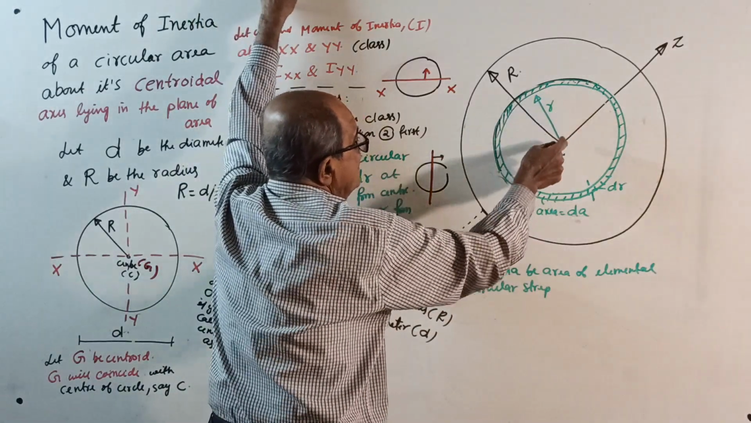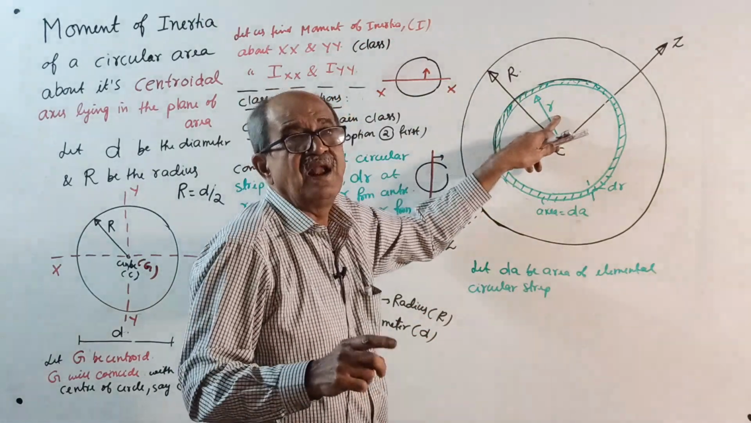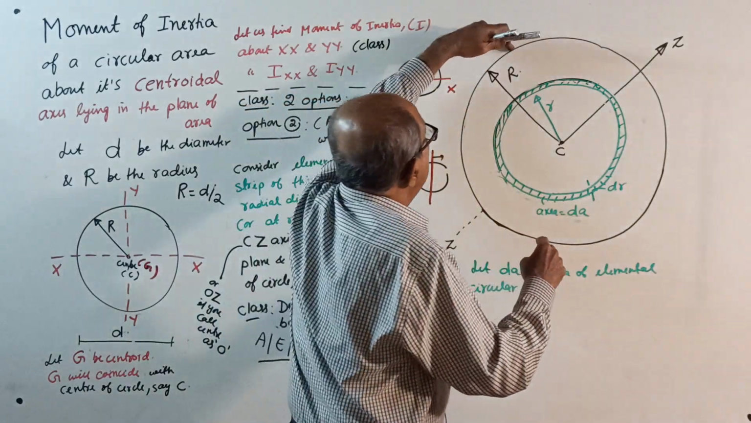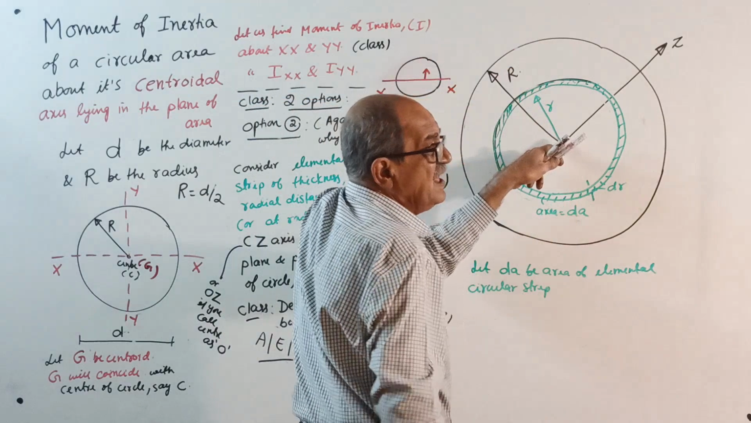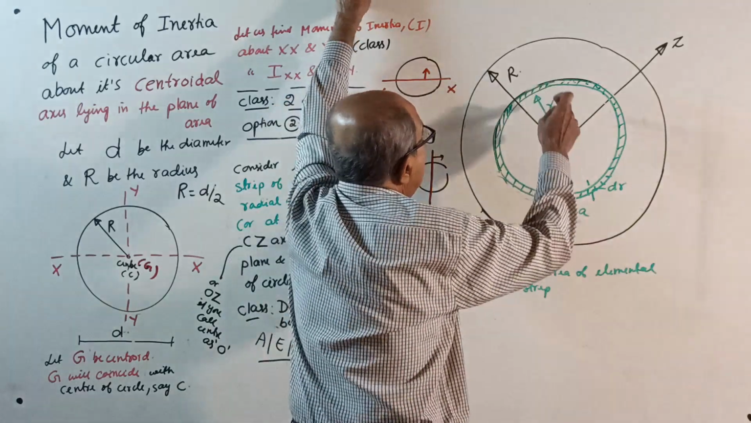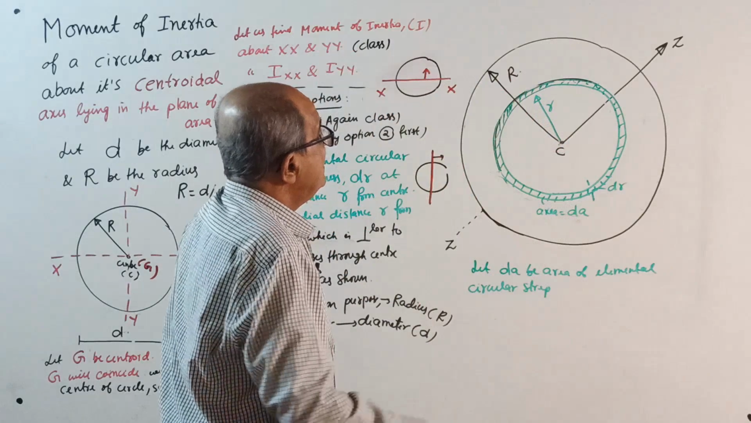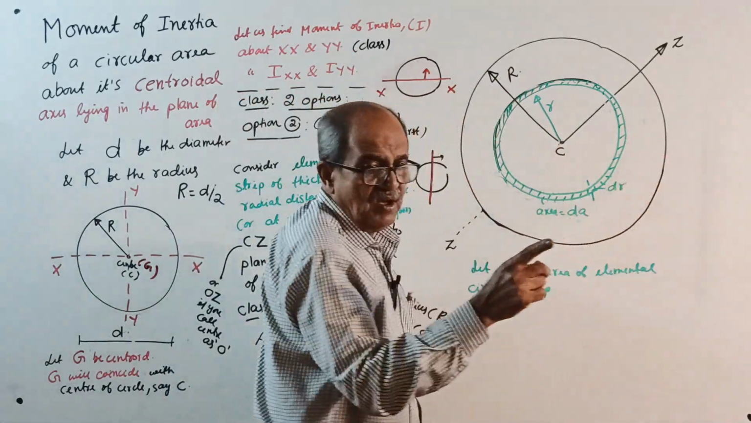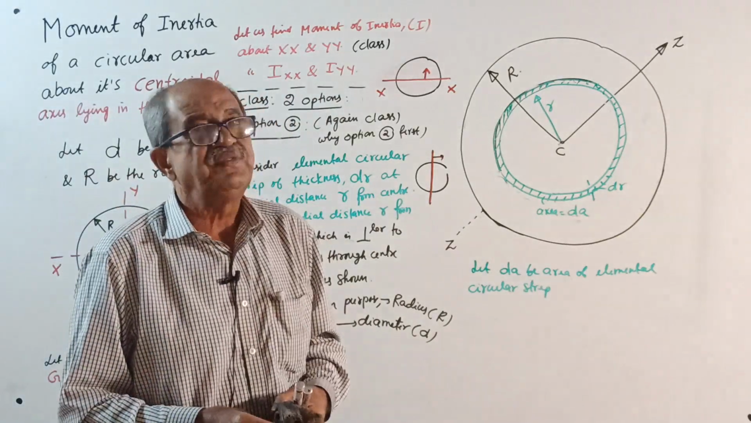r is a variable. Capital R is for the full radius, and this is small r. If I come here, small r becomes capital R. If I consider the center, small r becomes 0. So this r is a variable. At radial distance r from where? It is not from XX or YY, and there is a reason.